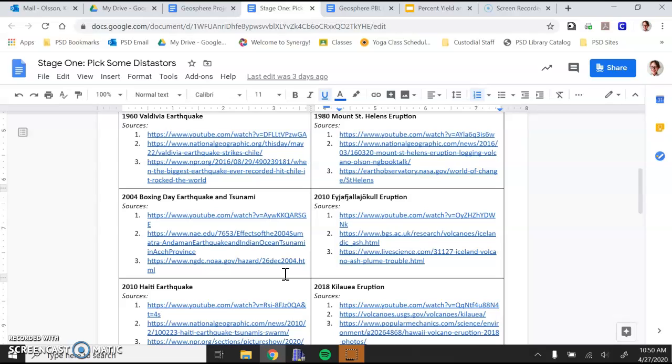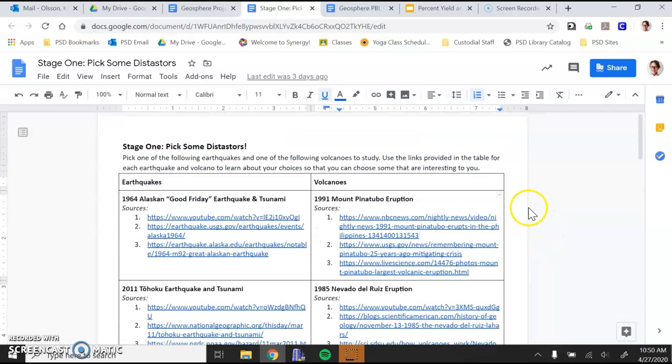And it was a really significant humanitarian crisis. And so each of these kind of has their own unique factors that make them interesting to study. Looking at our volcanoes, the 1991 eruption of Mount Pinatubo is one of the largest eruptions that we have seen in recent times. And so that's really what makes it so interesting to study, because it was such a significant eruption.